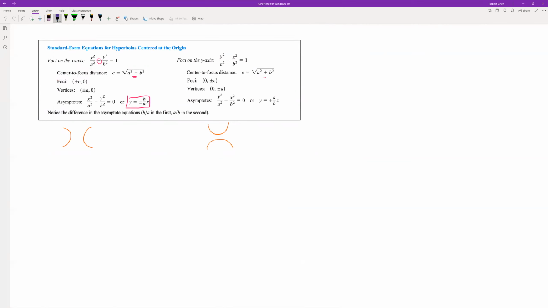Let's say I want to graph example 3: x squared over 4 minus y squared over 5 is equal to 1. And we want to find the foci, vertices, and asymptotes.